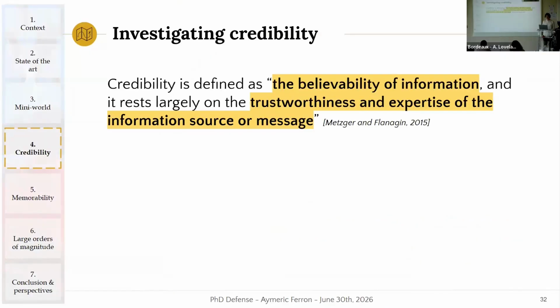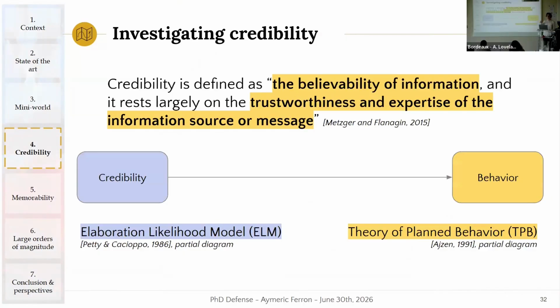So in communication science, credibility is defined as the believability of information, resting largely on the trustworthiness and expertise of the information source or message. Credibility is important because it has an impact on behavior according to two social psychology theories, the elaboration likelihood model and the theory of planned behavior.